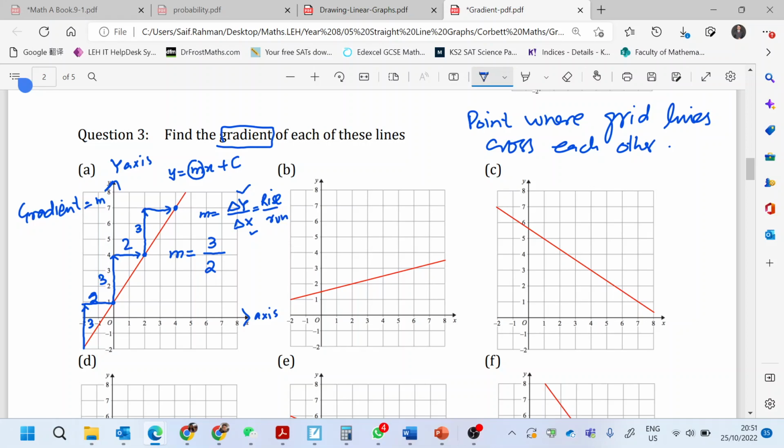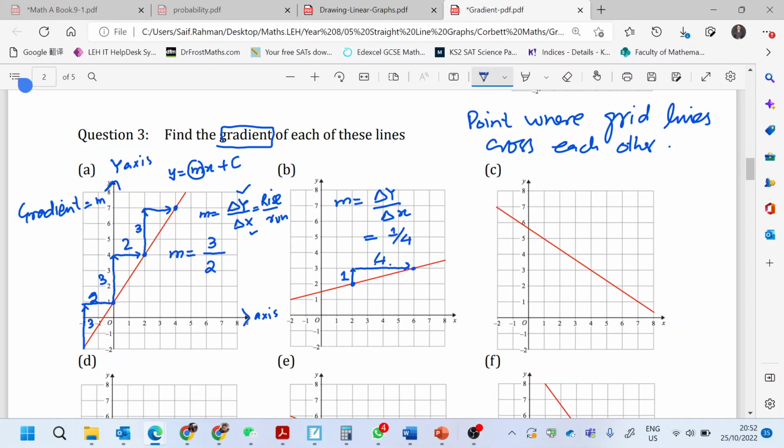In the second question, we can see that the line is crossing this point, and again on this line we see this point. The formula remains the same: m is equal to change in y over change in x. On the y-axis it is just 1, and on the x-axis you can see 1, 2, 3, 4. There are 4, so we can write m is equal to 1 over 4.